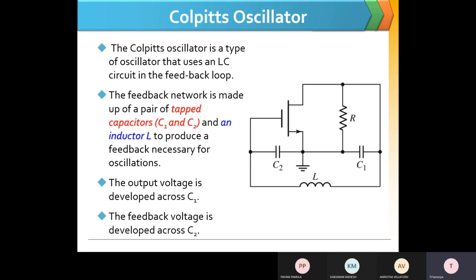See here, the Colpitts oscillator. Here we are using a JFET. In this way, I am utilizing one tank. This tank is a combination of two capacitors and one inductor in series. The Colpitts oscillator is a type of oscillator that uses an LC circuit as the feedback loop. We already know that an oscillator is nothing but an amplifier with a feedback loop. In that feedback path, we have two capacitors and one inductor connected in series.